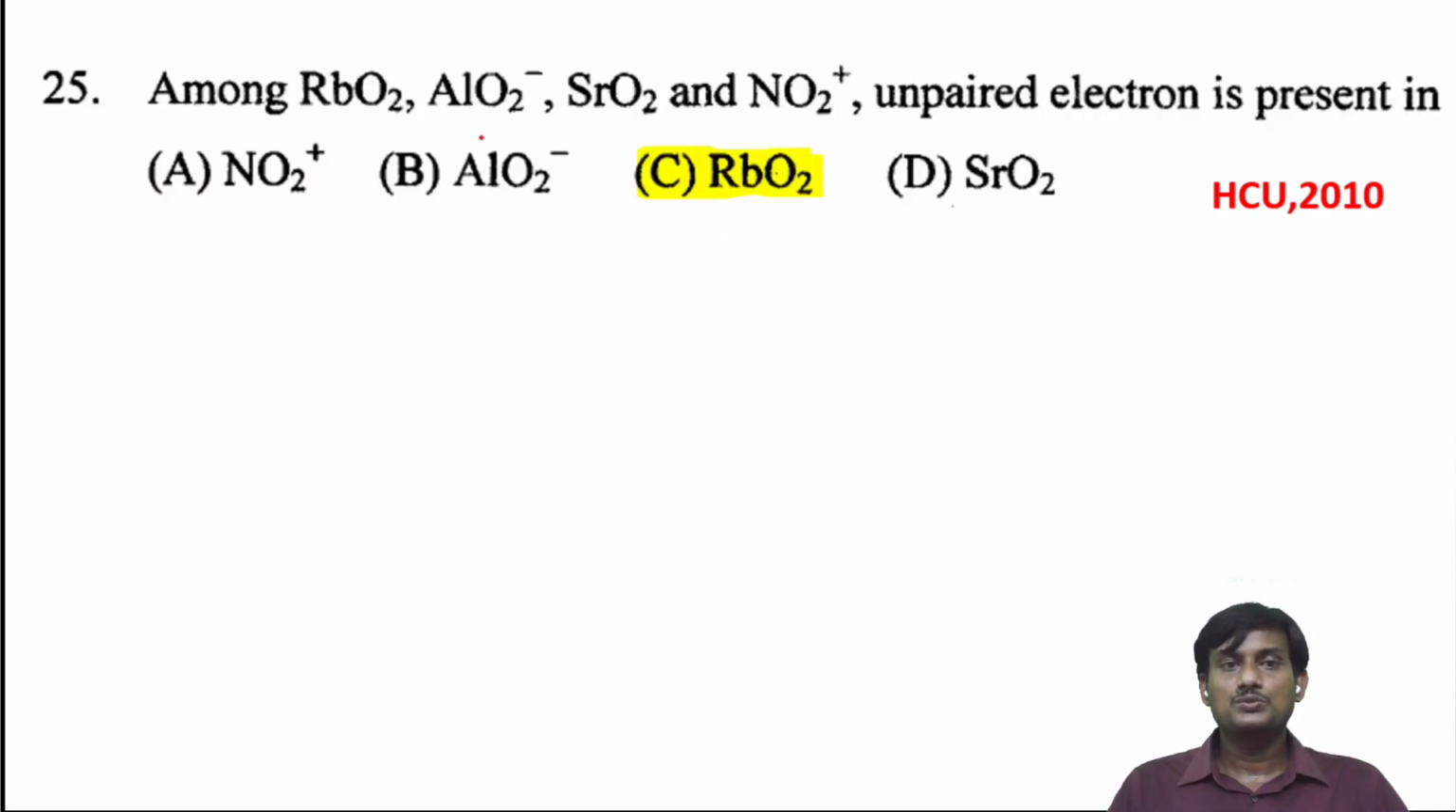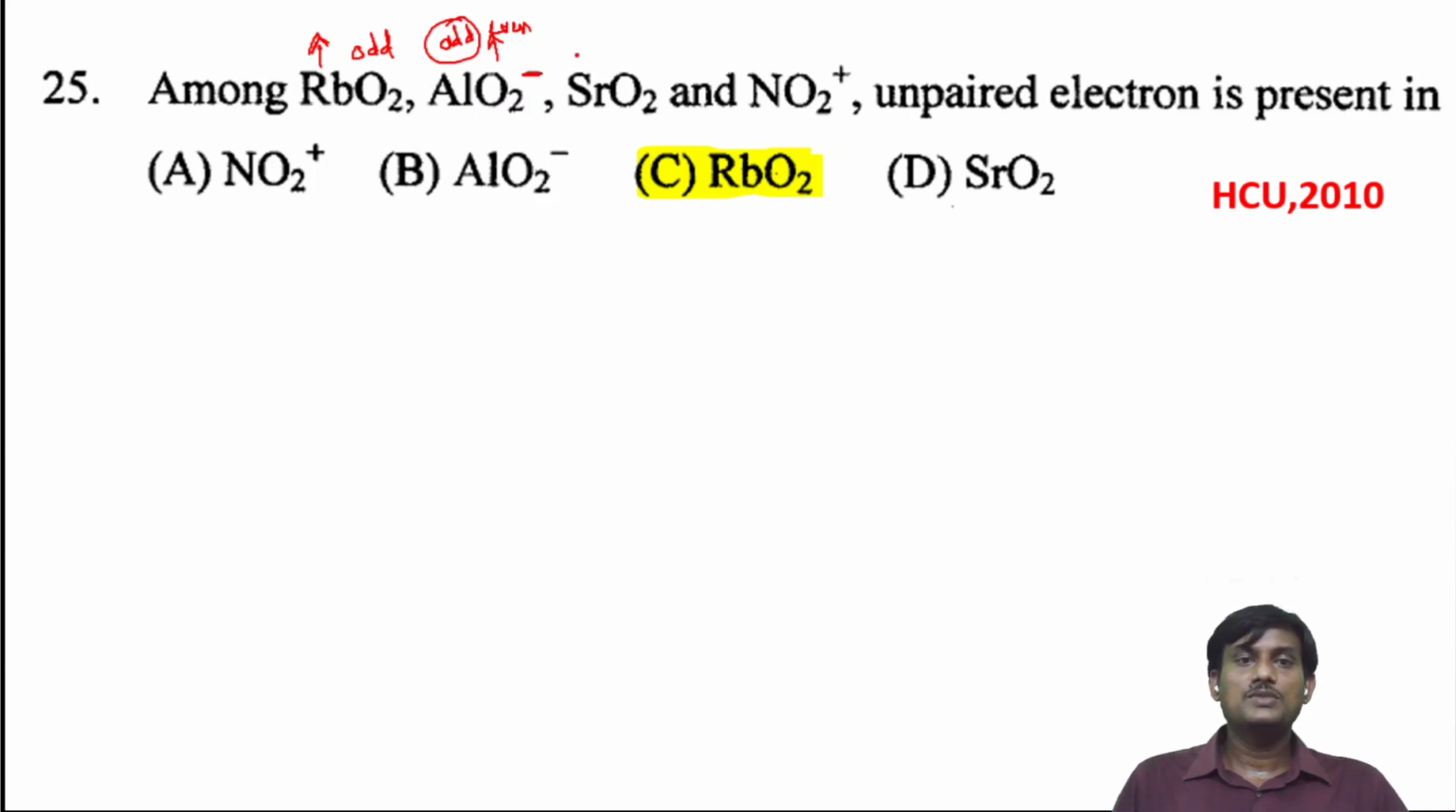Among RbO2, AlO2 minus, SrO2, and O2 plus, unpaired electrons are present in rubidium superoxide. This one has an odd number of valence electrons. Aluminium is odd and oxygen is even. But the minus means you are adding one electron, so it will become even. When you add one, it will become even.